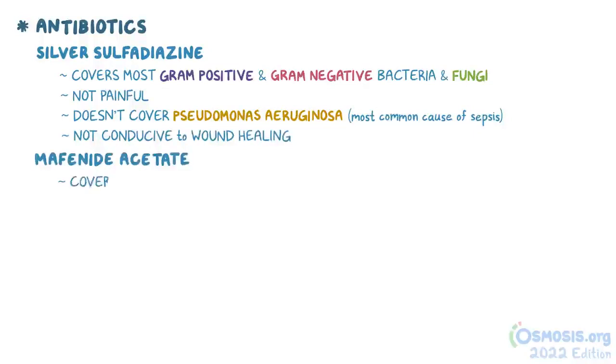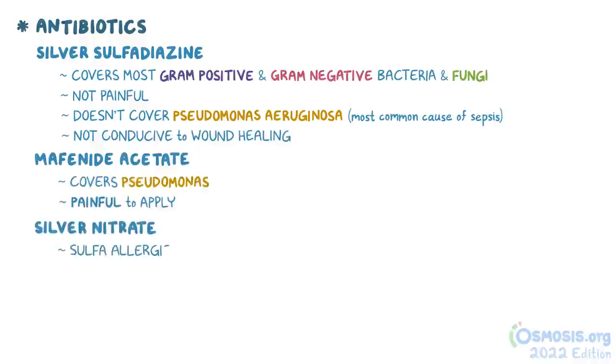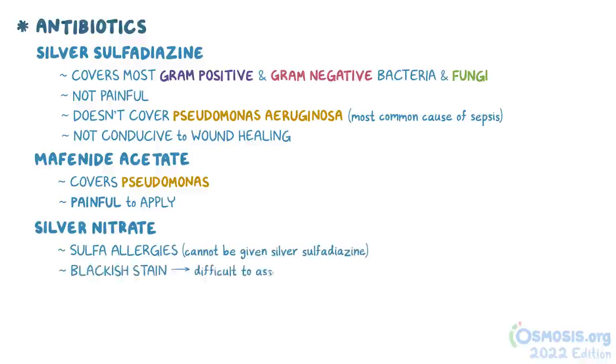Mafenide acetate covers Pseudomonas, but it's painful to apply. Silver nitrate is a good option for individuals with sulfa allergies, who cannot be given silver sulfadiazine. However, it leaves a blackish stain, making it difficult to assess the wound.